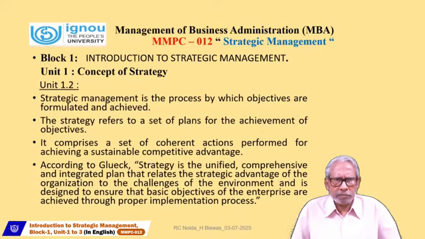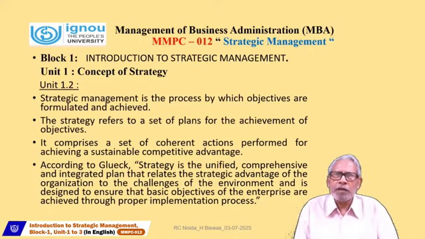Now let's see the details of unit number 1. First, let's clarify strategy. What is strategy basically? It is a management process by which the objectives are formulated and achieved, and it should be at all levels. So strategy refers to a set of plans for the achievement of the objectives. In other words, it comprises a set of coherent actions performed for achieving a sustainable competitive advantage. That is the total definition, and this is how you can explain it.